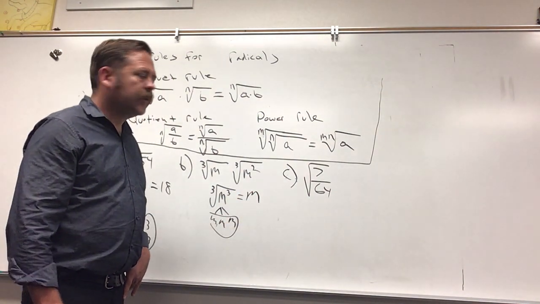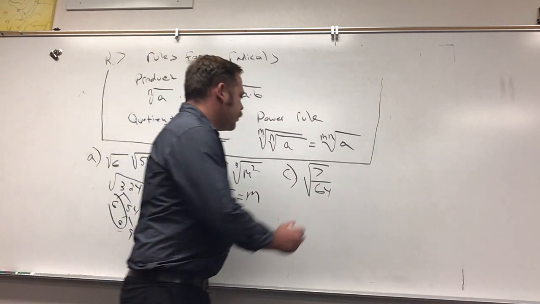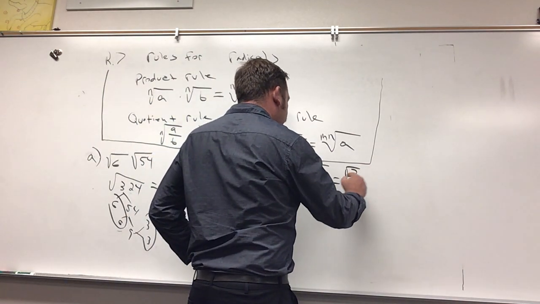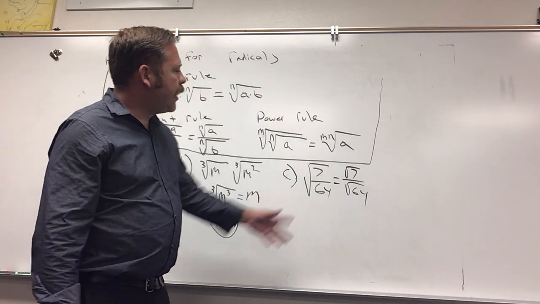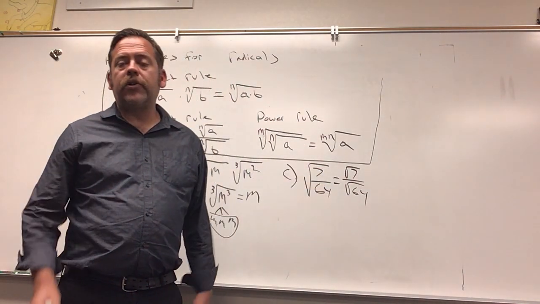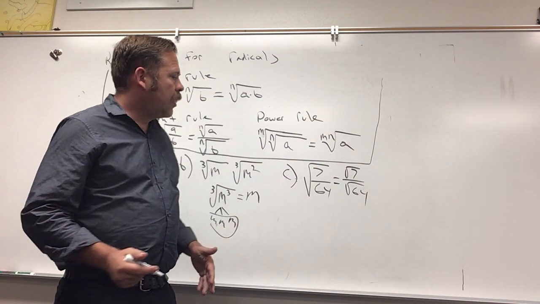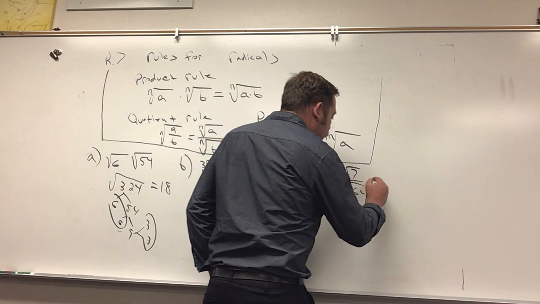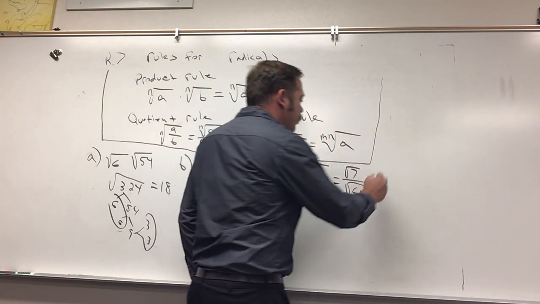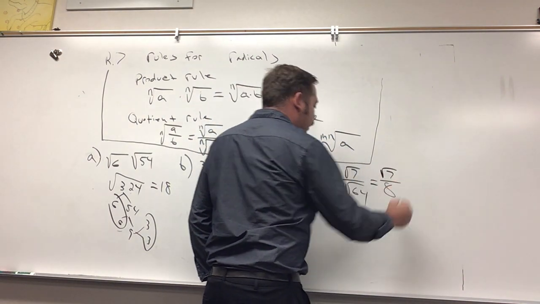All right, so here I have the square root of 7 over the square root of 64, okay? I really can't do much with the square root of 7. There's no pairs, it's prime. We'll leave it as the square root of 7. But the bottom, 64, is a perfect square, and the square root of 64 is 8, so the square root of 7 over 8 is what we're looking for.